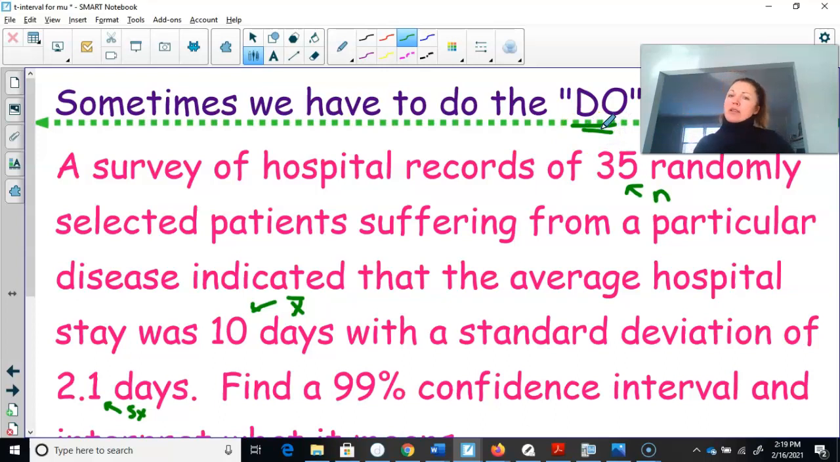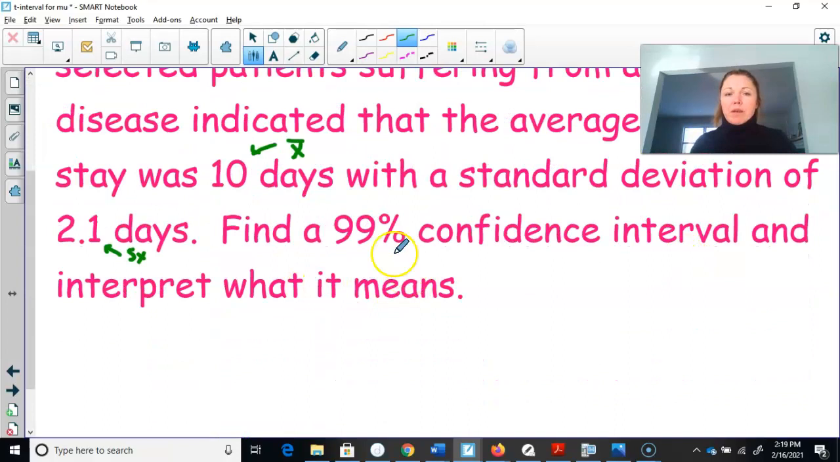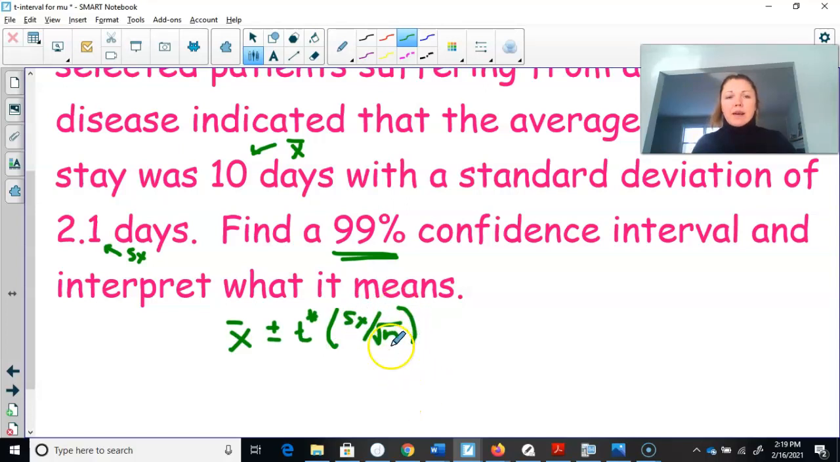I'm not going to go through the state, the plan, or the conclude. We're just going to talk about the do right now. We want to find a 99% confidence interval and interpret what it means. Let's just find that interval. So we know we have X bar plus or minus T star times S of X over the square root of N. We know what our X bar is. That's 10.